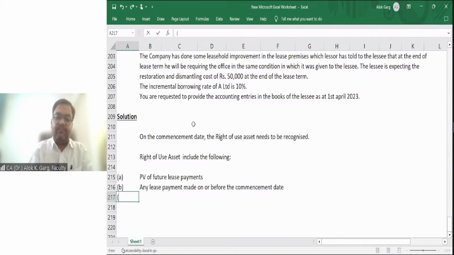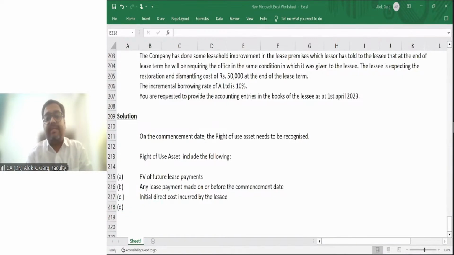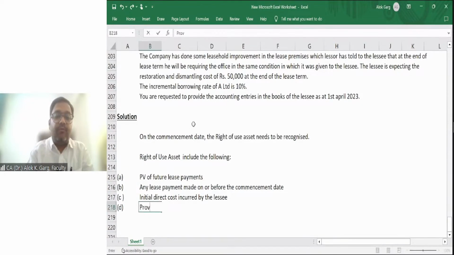C. Any initial direct cost incurred by the lessee. D. Provision for asset retirement obligation.